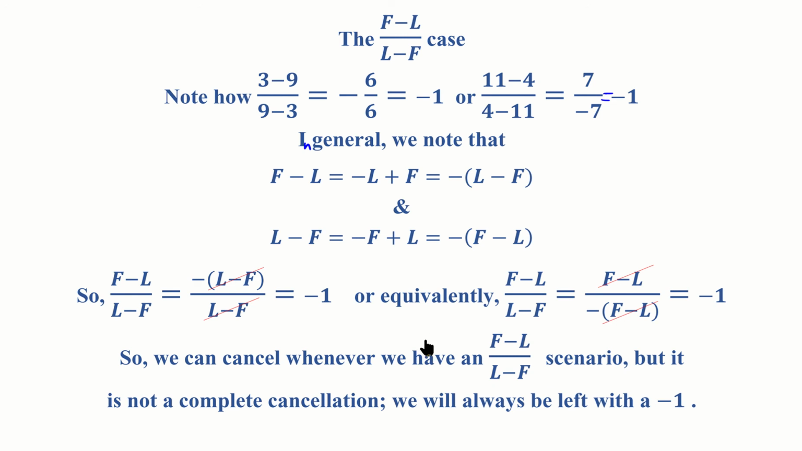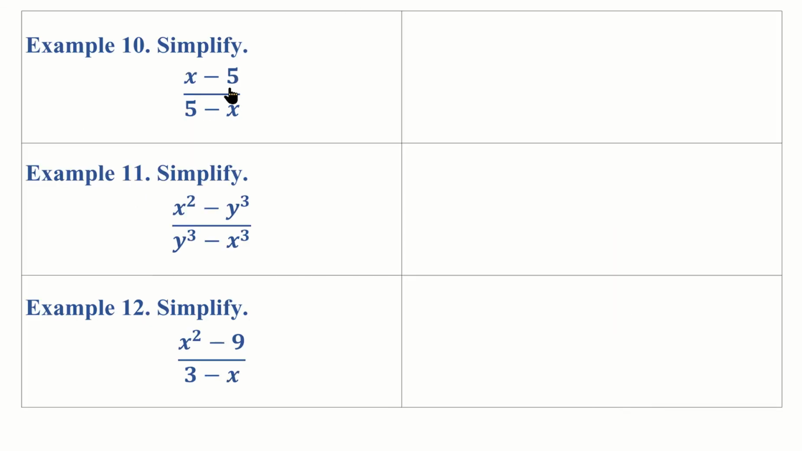It's just like saying if you have negative 5 over 5. Can you cross cancel? Yes, you can, but they leave what? They leave a negative 1, right? So now we're doing the same thing but with expressions. Or if you have negative 15 over 15. Yes, you can cancel, but it leaves a negative 1, right? The negative isn't going to go away. All right. So can we use the rule here? Well, let's see. Do we have an f minus l over l minus f scenario? We absolutely do.